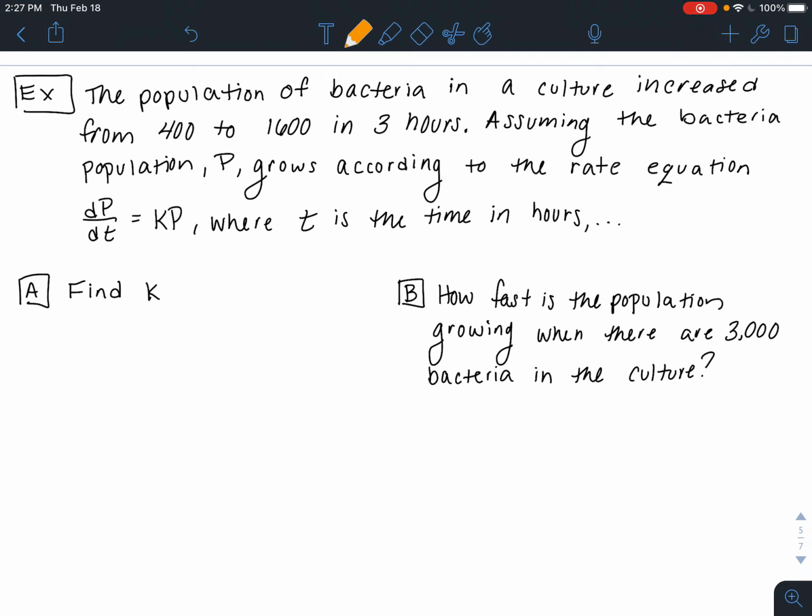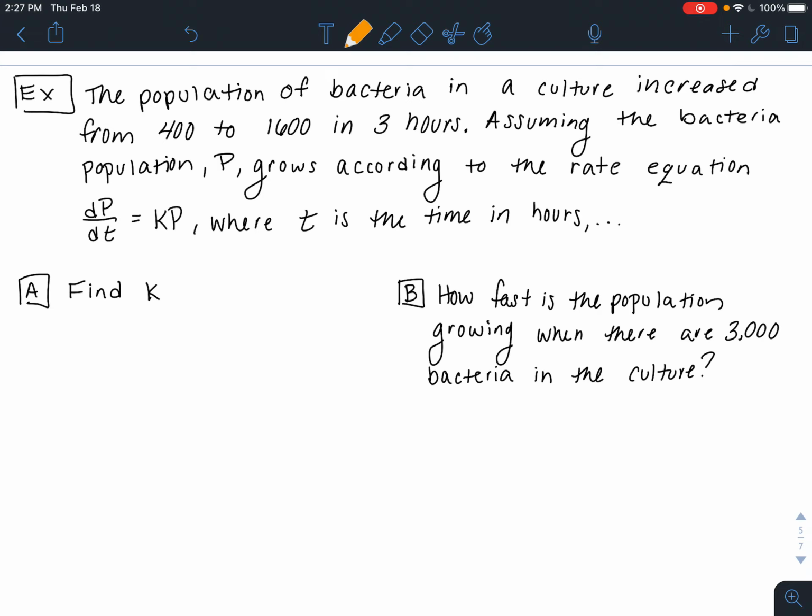So one thing, and you probably did a lot of questions like this in maybe Algebra 2 when you learned about exponential growth, right? We have population growth modeled by exponentials. So we're being told that the population of bacteria in a culture increases from 400 to 1,600 in 3 hours. We're going to assume the bacteria population P grows according to the rate equation dP/dt equals K times P. So we know that it meets that law of exponential change formula that we just went over.